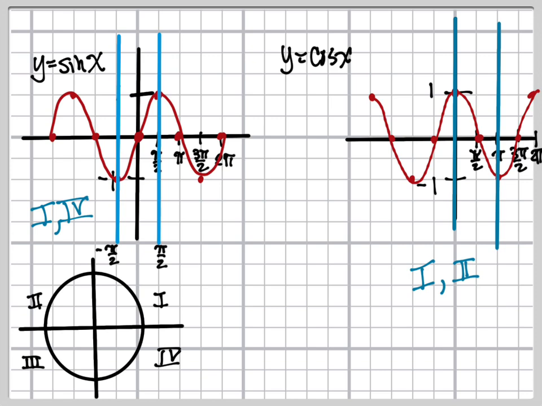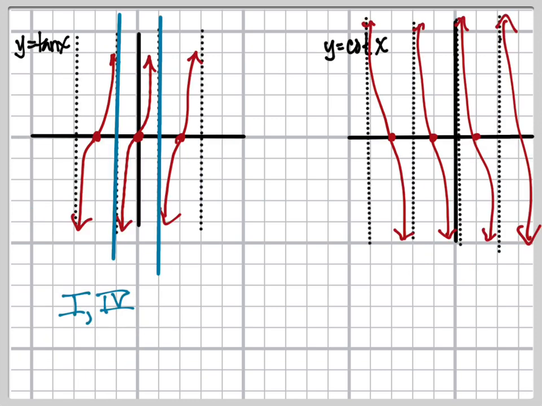Right? What about cotangent? Where are my restrictions going to be? 0 to pi, right? So cotangent and cosine are matching up. Tangent and sine are matching up. So this is quadrants 1 and 2.